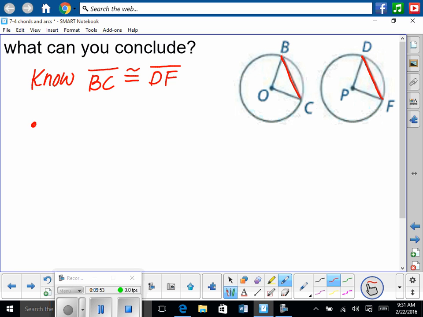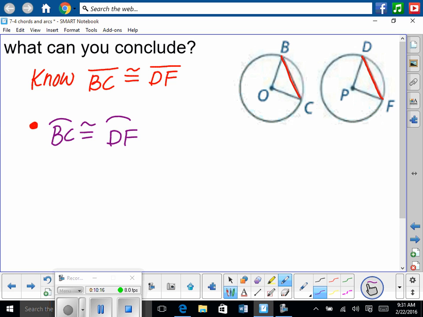What can we conclude? So now I'm going to do a little dot. What can we conclude? So look at your theorems. So one, I'll give you your first one, guys. But you need to participate today. Don't we know if the chords are equal, then their arcs will be equal? Okay, so we know for a fact that arc BC is congruent to arc DF.